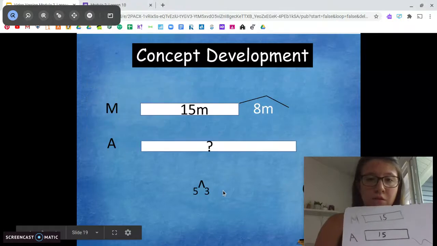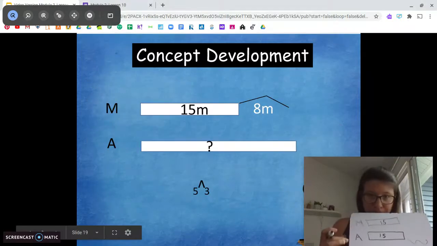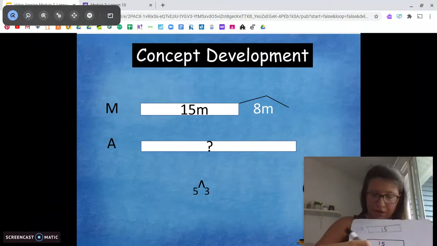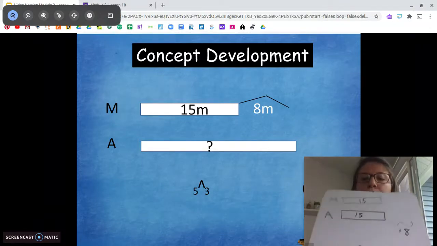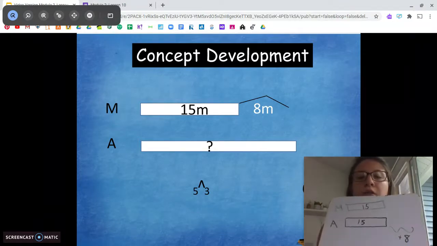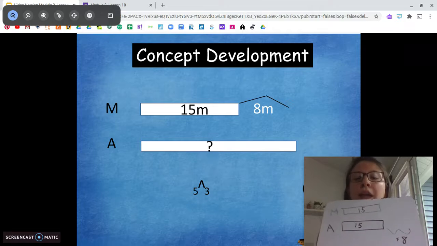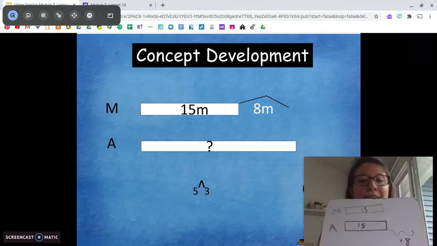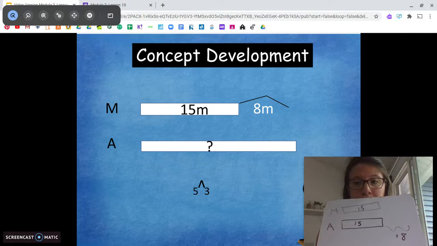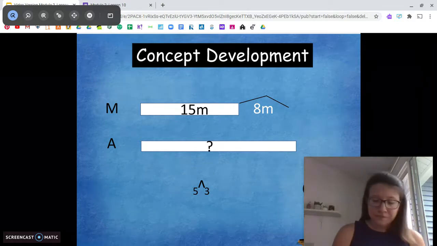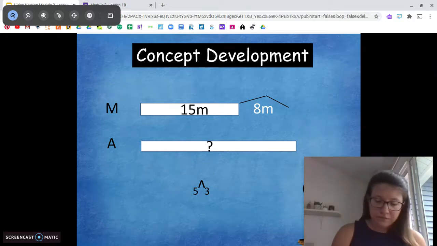So, let's look at it. So, we got to figure out how many he did in the afternoon. So, write me an addition sentence on your own to figure out how many meters of ribbon he used in the afternoon. I'm going to do that too.